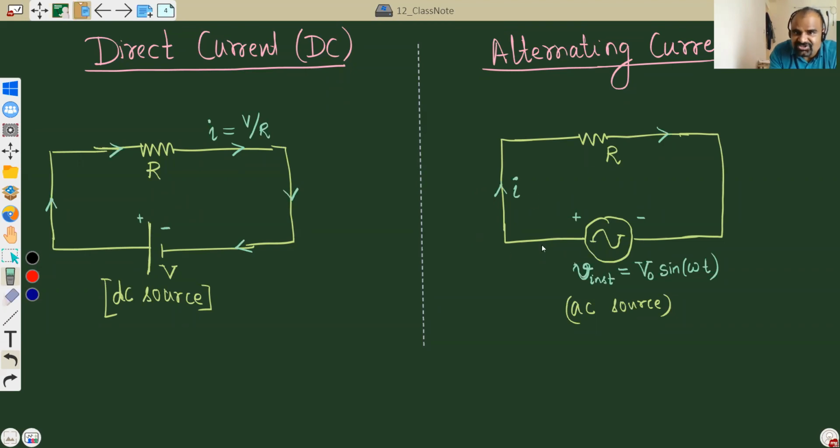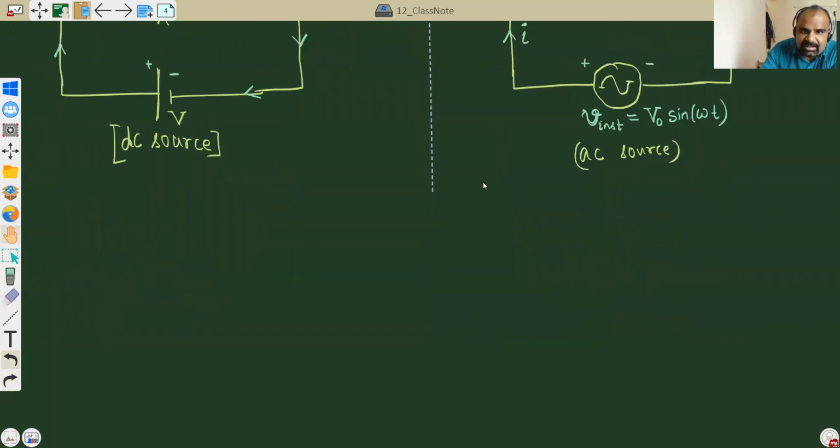Okay, here things are changing. Here everything is constant. In a DC source, the positive terminal and negative terminal don't keep on alternating. The positive terminal is fixed and the negative terminal is fixed. So the direction of current is also fixed. But in AC, everything is changing. So these are the things I'm going to write. I'm going to write here a few things.